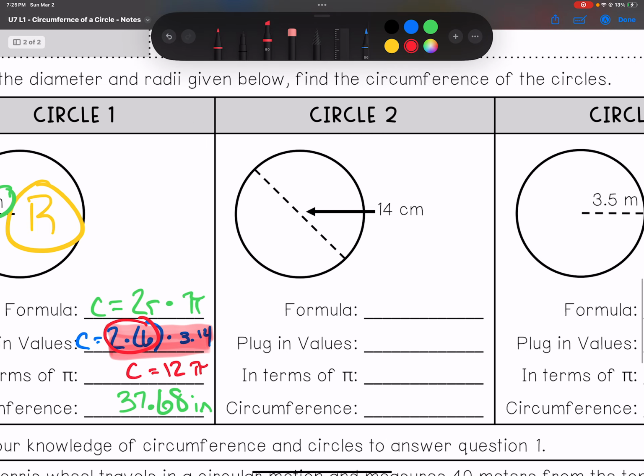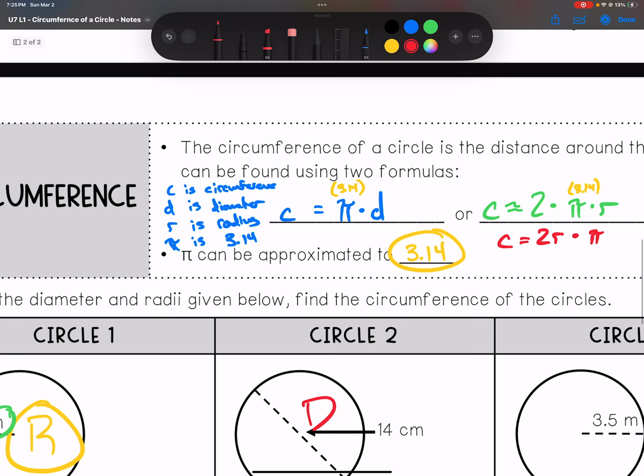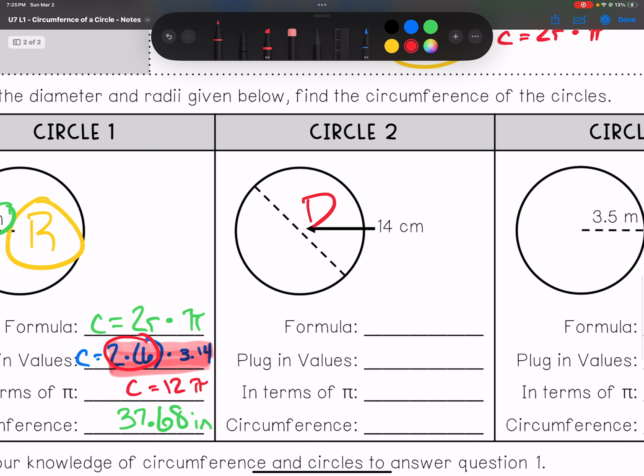All right, so this time they didn't give us the radius. This time they gave us the diameter. So we're going to use the diameter formula, which is C equals pi times D. So we're going to plug in the values now. We're going to go C equals pi times diameter, which is 14.